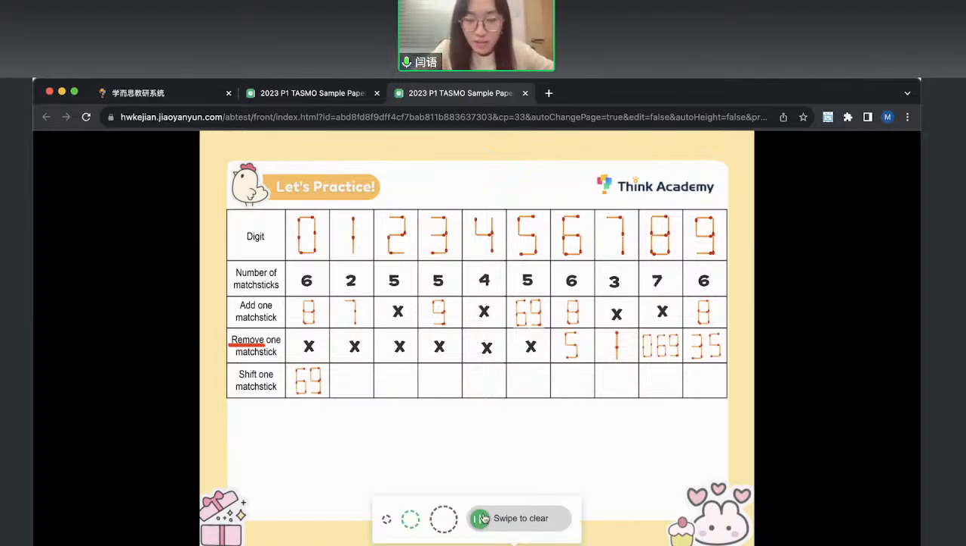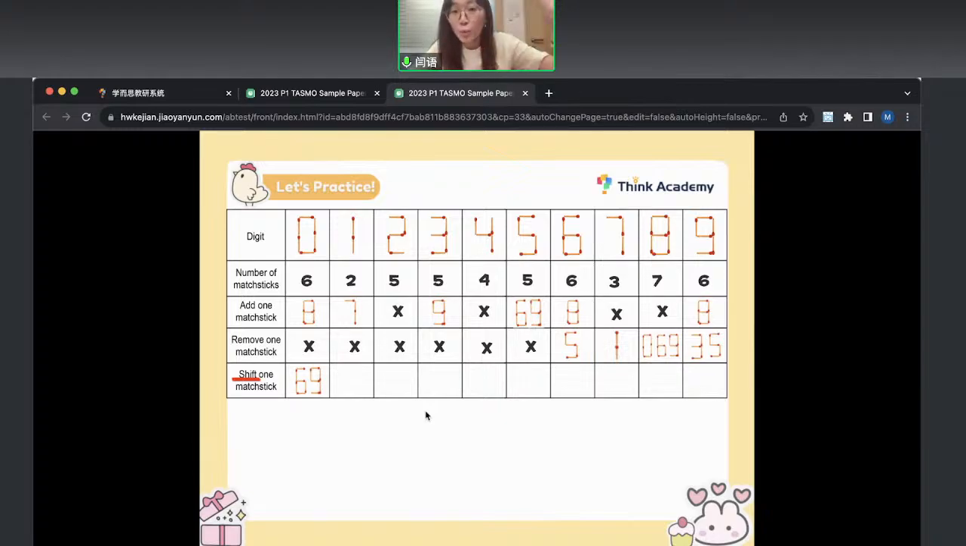So here you see the last part, I already show you one example. Let's have a look. What about the shift? Shift one matchstick. So that is you try to move, okay? So now, for example, for the digit 0, I can move this one, right? Look, I can move this one to the middle. So then I can get a 6. Understand?